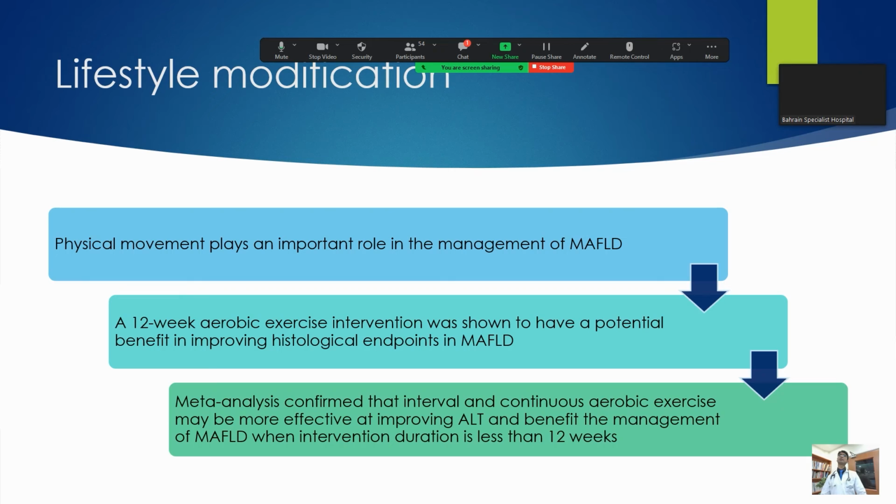The second point is physical activity, exercise. A 12-week aerobic exercise intervention has shown significant improvement, especially histologically. And a meta-analysis confirmed that interval and continuous aerobic exercise may be more effective at improving ALT and in the management of MAFLD.